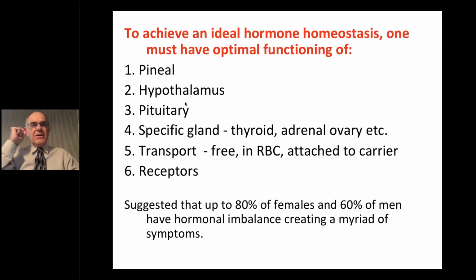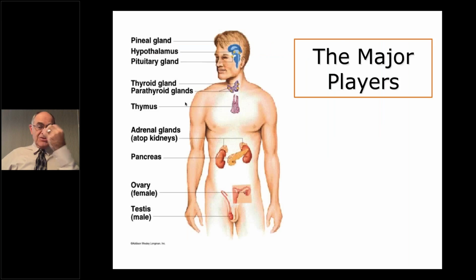So if we're looking at achieving an ideal balance of all these hormones, not just the adrenal and the cortisol and the DHEA, I basically suggest that we need to be looking at 6 different components to make a decision about how we want to support an individual patient who may have a specific problem. So the pineal, hypothalamus, the pituitary, the specific gland, transport and receptors. And there is a suggestion through typical research in medicine that up to 80% of women and 60% of men have a hormone issue. And they go looking for some magic bullet, and often, unfortunately, the challenge is it's not just one organ or one gland. You have to look at multiple.